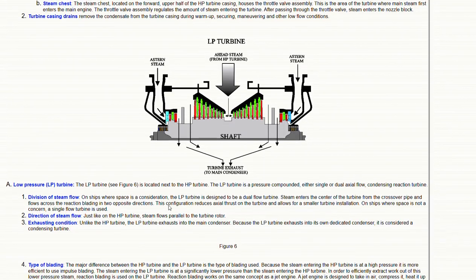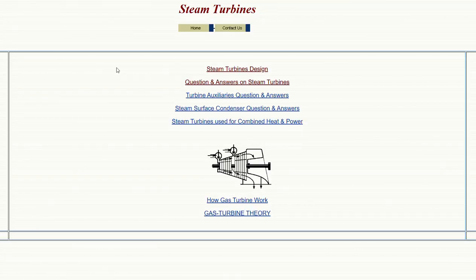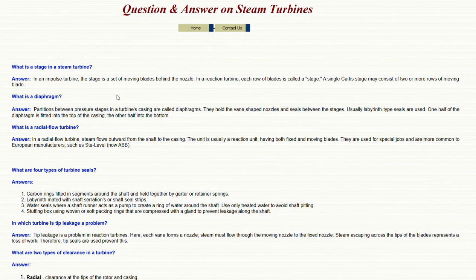But in today's session we are going to discuss the simple and most important questions of steam turbines. So let us start with steam turbine. First of all, what is a stage in a steam turbine? You have to know stages mean a number of blades in a steam turbine which are moving continuously.